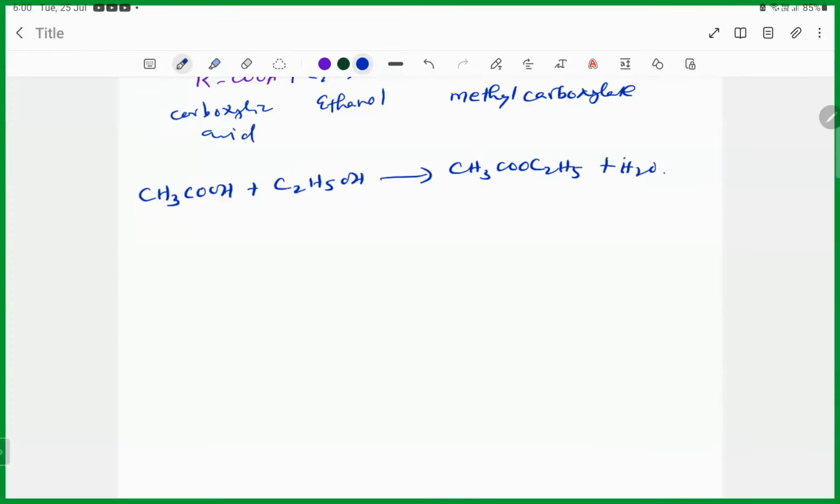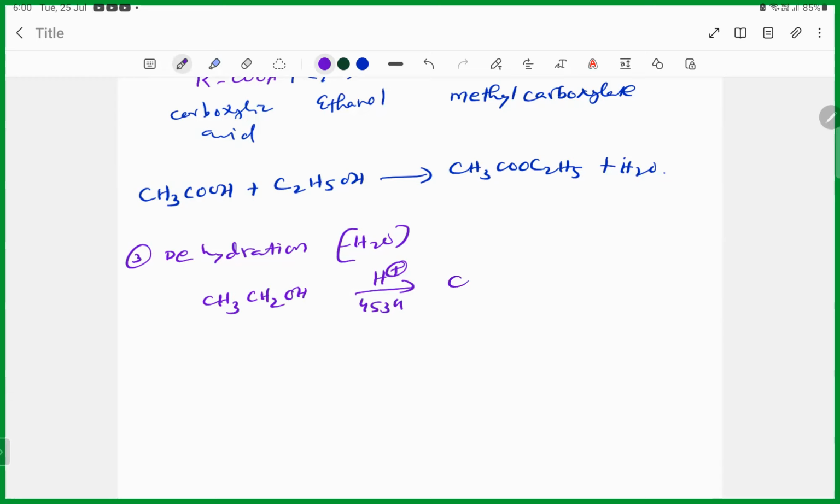So the third reaction is dehydration. Hydration means water, so you have to remove the water. When ethanol is heated with a strong acid like sulfuric acid at 453 Kelvin, it will give ethylene plus water. Number 4, oxidation.